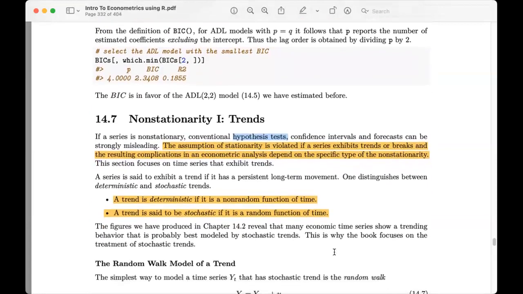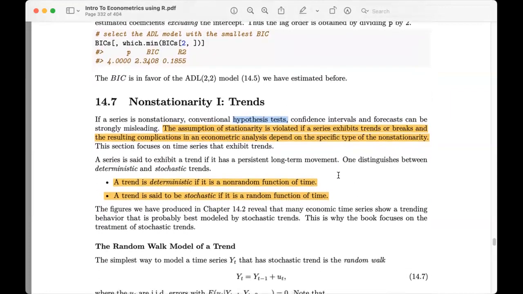Now it's looking at the two specific types. This section focuses on time series that exhibit trends. A series is said to exhibit a trend if it has a persistent long-term movement. A trend is deterministic if it is a non-random function of time, whilst it is stochastic when it is random. So I think we'll be looking at a stochastic trend setup, which in that case will violate the stationarity assumption. We will not look at the deterministic case.